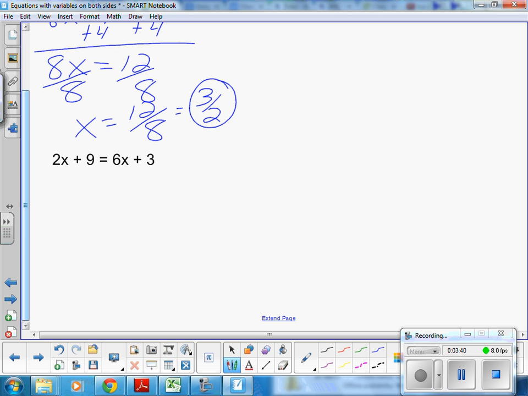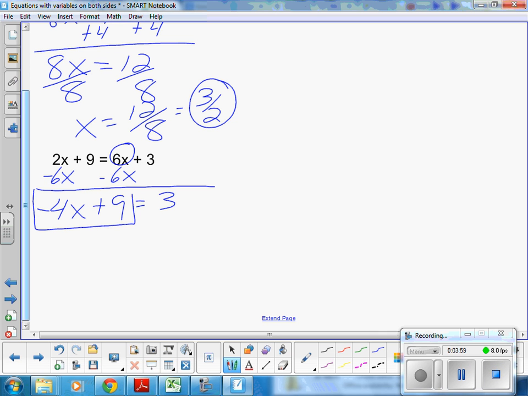2x plus 9 is equal to 6x plus 3. I have to subtract my 6x. You will find that I'm always going to get rid of my variable on the right side. Just the way I do it. Minus 4x plus 9 is equal to 3. Then I have a two-step equation because there's two operations on this side.